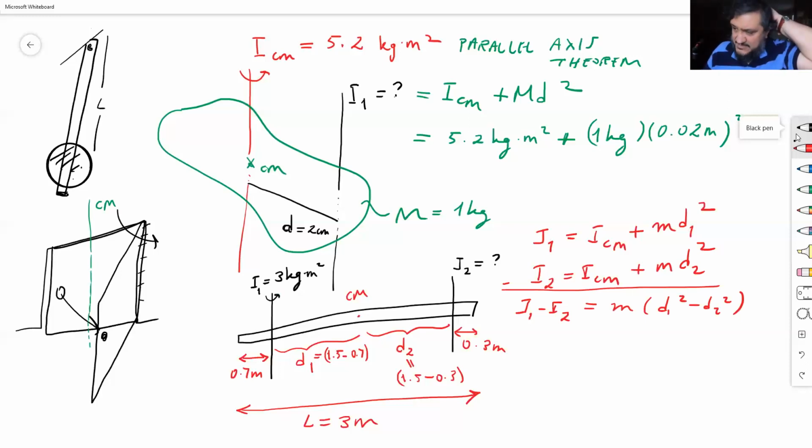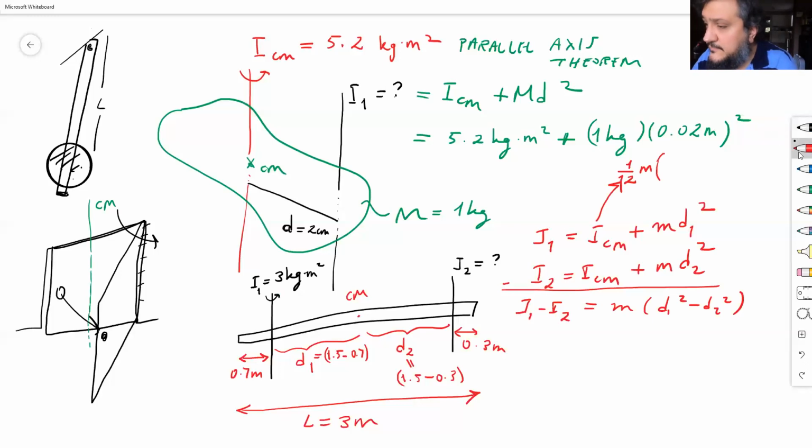So if M is given, yes, if M is given, you can find I2. Actually, you can find M. It doesn't have to be given to you. Let me show you how. Remember the table in the book? This table? In the table, there's a formula for I center of mass. That is 1 over 12 m times the length squared. It's L, I'm sorry, it's L, not L over 2.